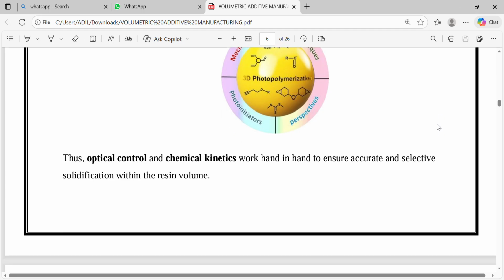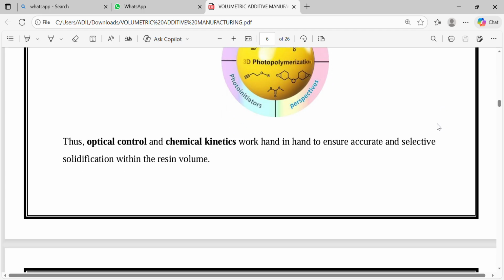The optical control and chemical kinetics. Optical control in the VAM regulates light intensity and pattern, and controls energy distribution in the resin. Chemical kinetics in photopolymerization describes the reaction rate and involves initiation, propagation, and termination. It affects the polymerization and solidification. It influences the final part properties.